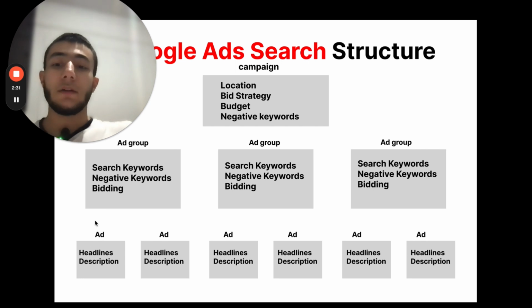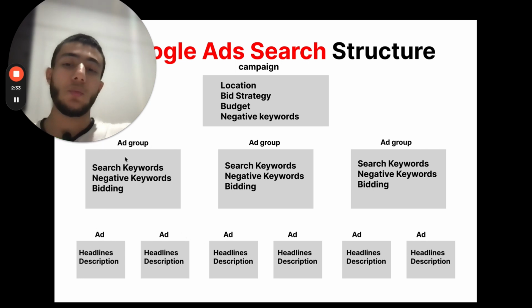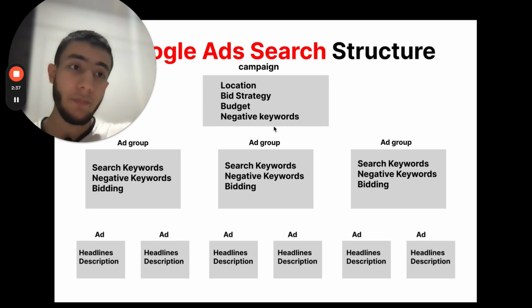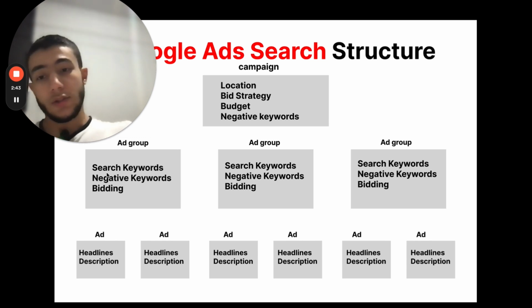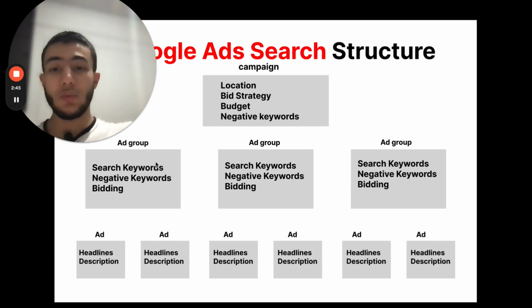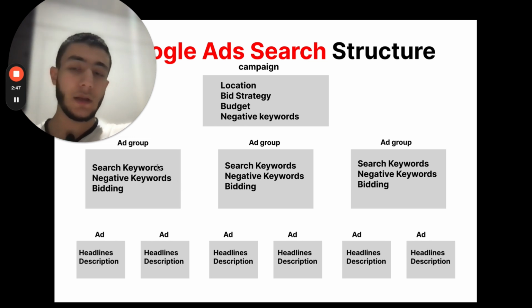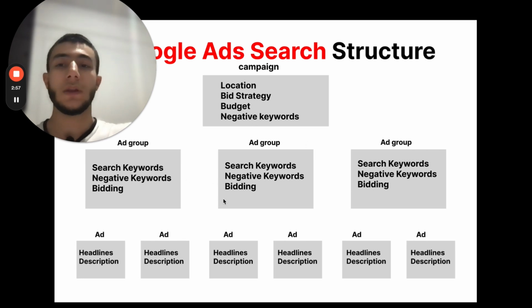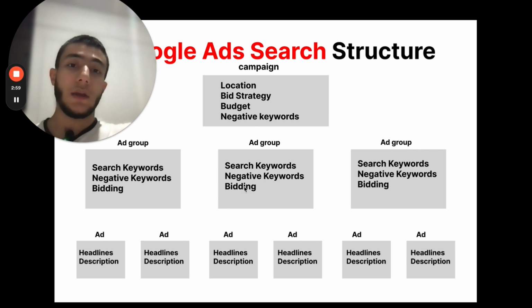You can have several ads in one ad group, but the main point of the ad group is to make the ad as relevant as possible to the specific search keywords which we are targeting. Bidding here is set to manual CPC, a manual bidding strategy. I will explain this later, and I have several videos on bidding strategies in the description below.